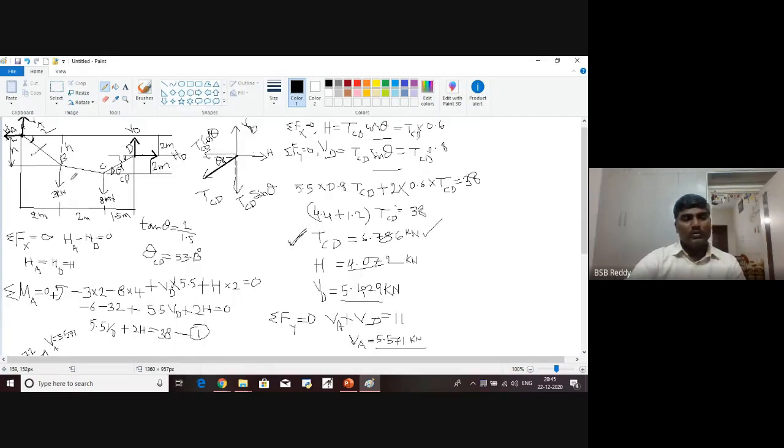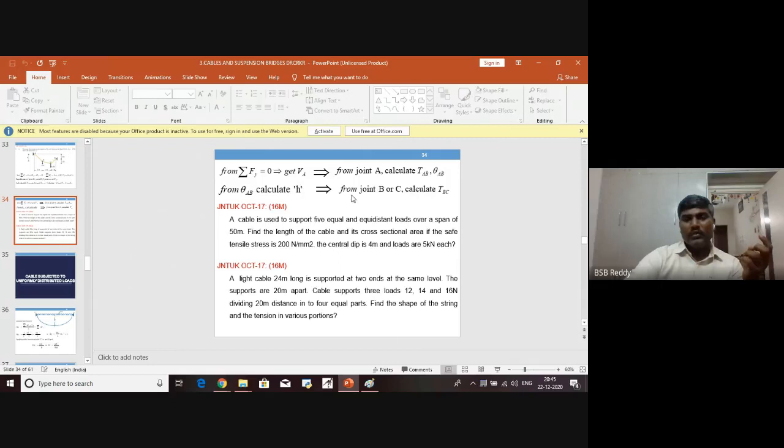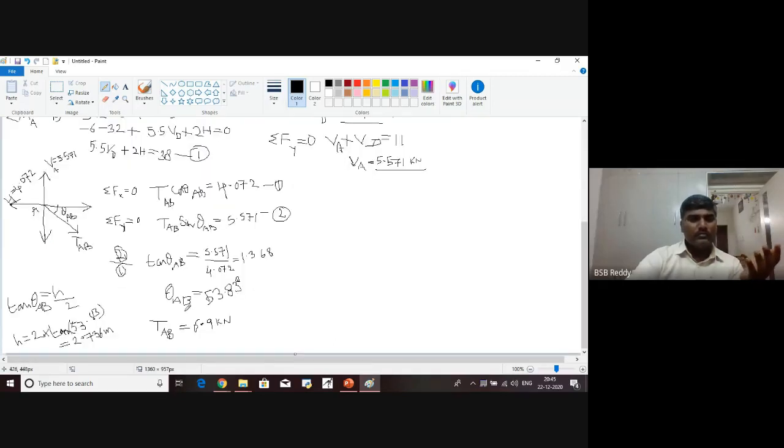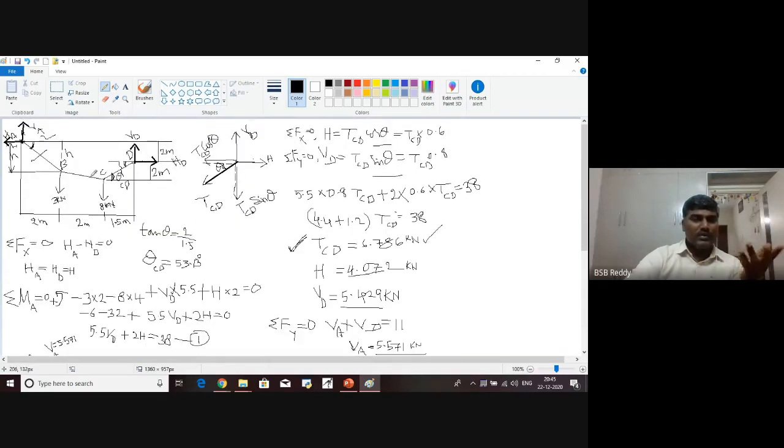Now what is left over? The TBC value. Next segment. So from joint B or C you calculate TBC. Okay. So either joint C you take or joint B you take. You can get the value of TBC. What is left over? Okay. So if you want, you can use either joint B or C. So let's go for joint B itself. So free body diagram of joint B.